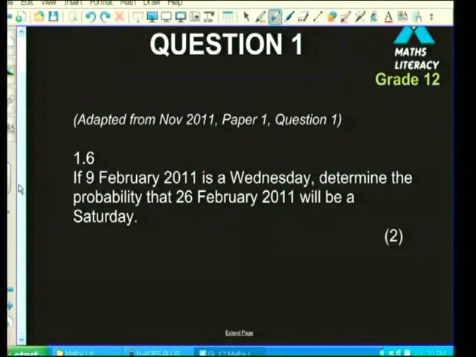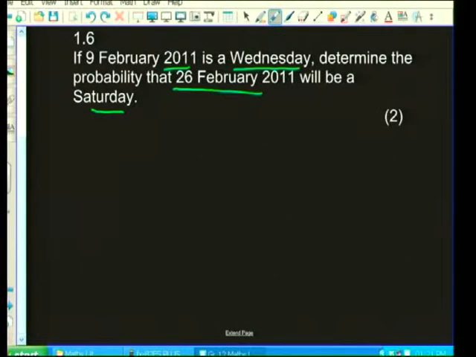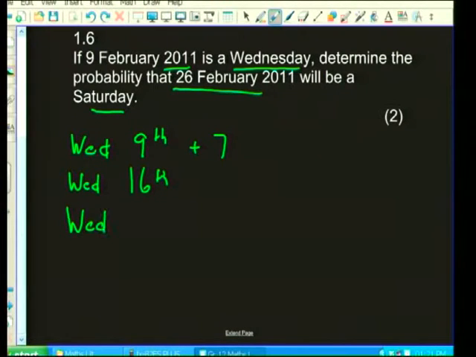Right, next question. If the 9th of February 2011 was a Wednesday, determine the probability that the 26th of February will be a Saturday. Well, what we need to work out is we've got Wednesday was the 9th of Feb. So, okay, the following Wednesday, we're going to basically add 7 days to that. The following Wednesday will be the 16th. And the Wednesday after that, plus another 7, will be the 23rd.